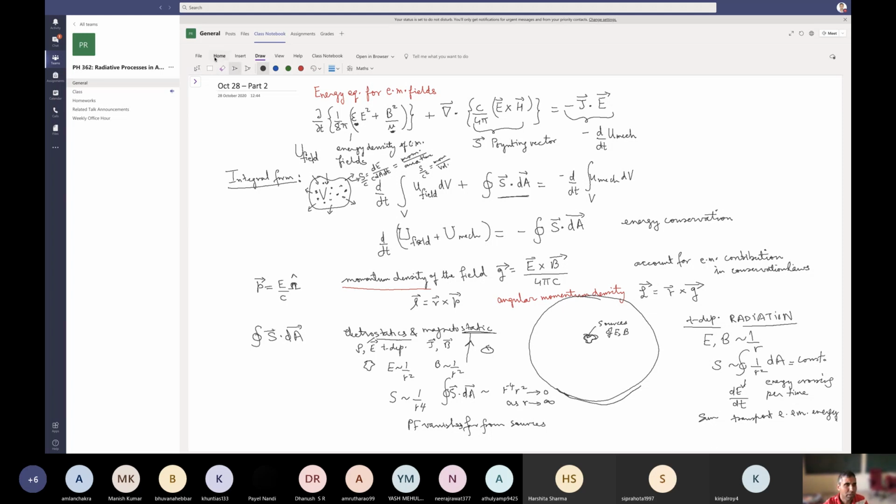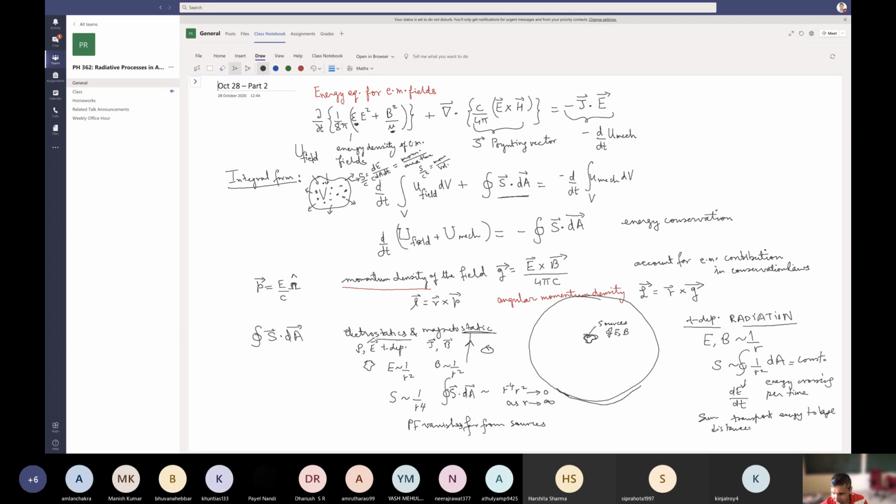Oops. Why am I not able to? Okay, good. We're able to transport. No, I don't want eraser. I want to transport energy to large distances.